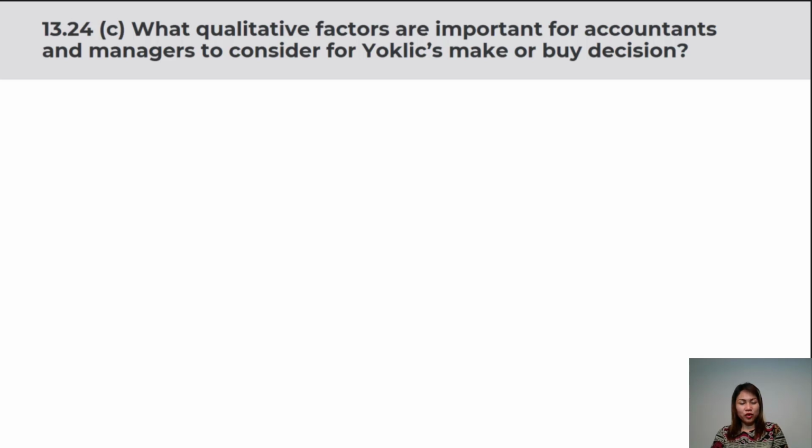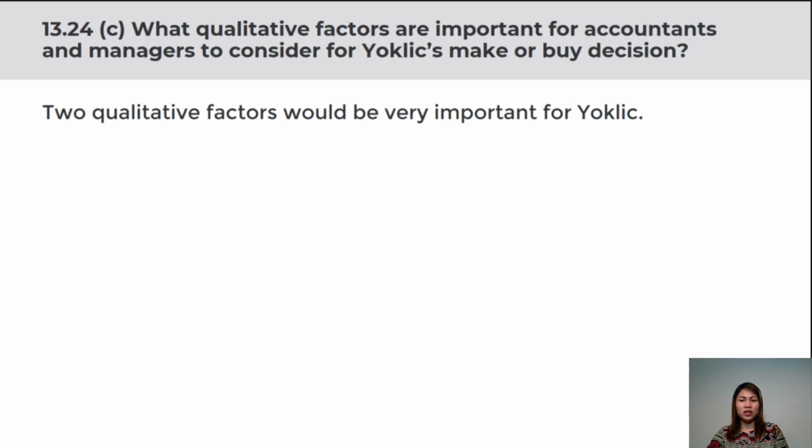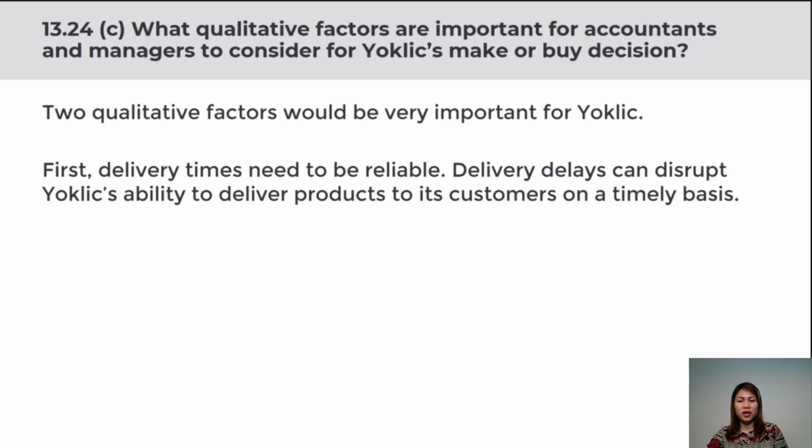Now that was the quantitative analysis. The third one, Part C requirement. What qualitative factors are important for accountants and managers to consider for your clique's make or buy decision? Two qualitative factors will be very important for your clique. Okay, the first one is the timeliness of delivery. It is an important aspect to consider. Can these potential suppliers, Regina in this case study, guarantee that the sub-assembly will be delivered in time as per agreement?